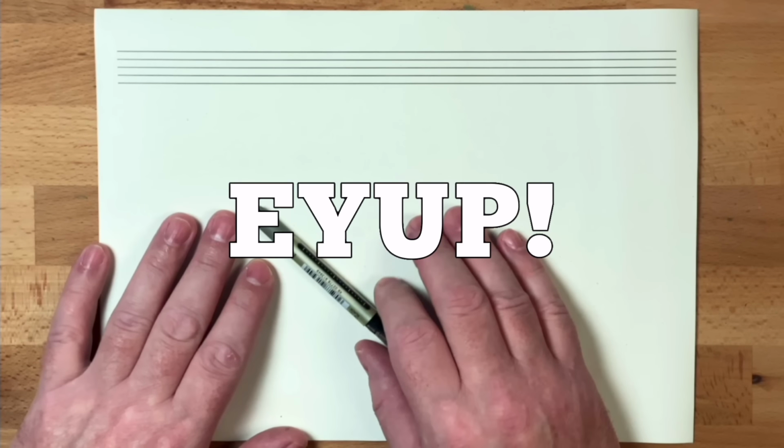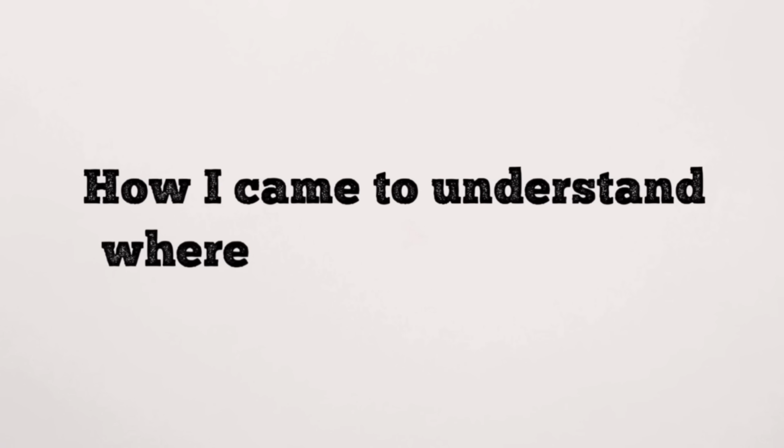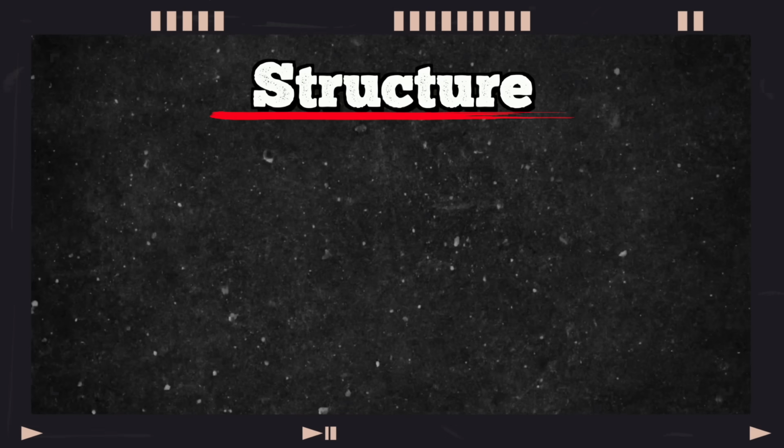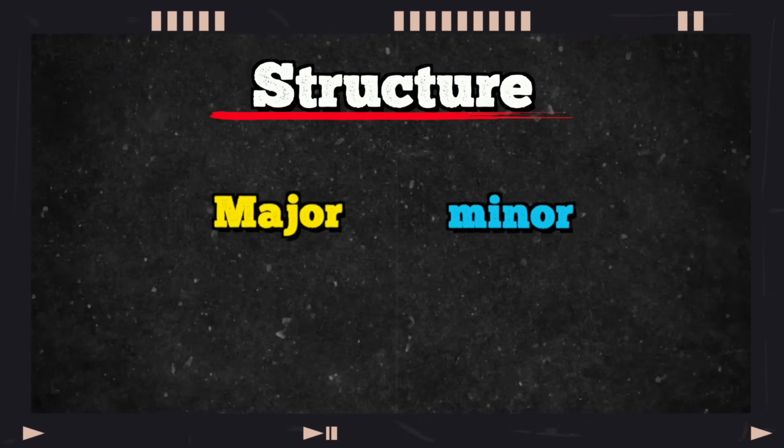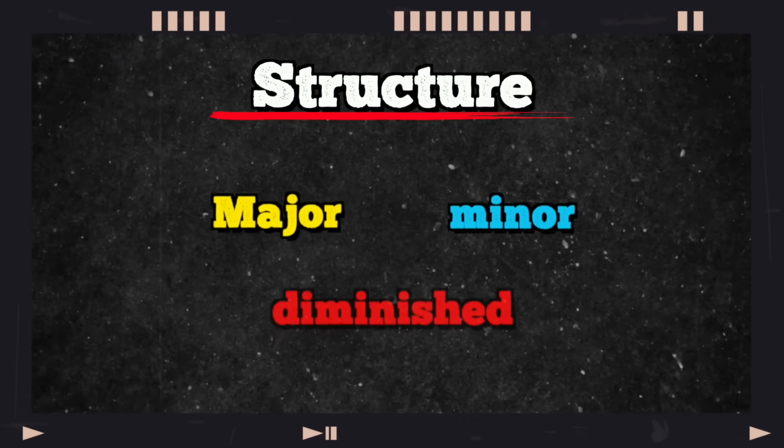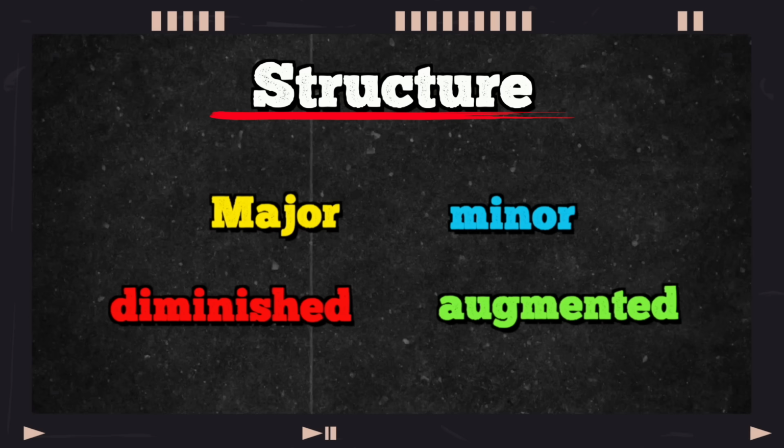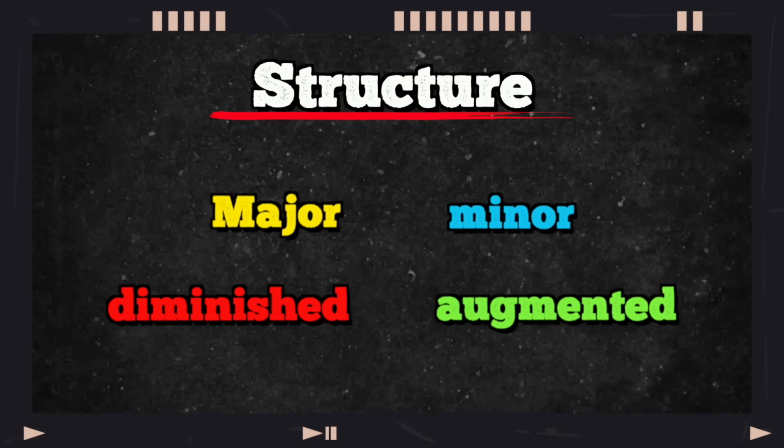Hey up guys, in a previous lesson I talked about how I came to understand where chords come from, and in that video I showed you the structure of the major triad and the minor triad. I also got into the diminished and the augmented triads as well, and how their spacings are created.